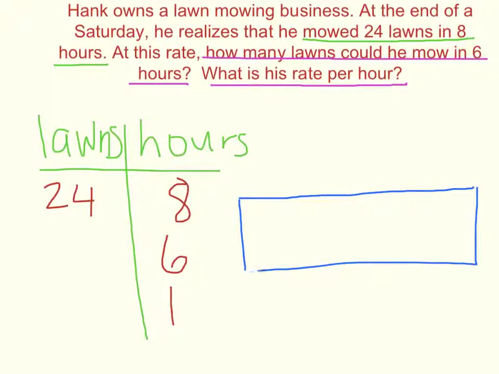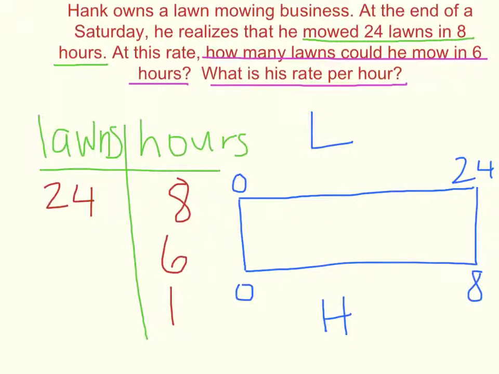Starting over here, whether you use a double number line or a tape diagram, they always start at 0, and then the other end over here is simply my ratio that they gave me, which is 24 lawns for every 8 hours. So I'm going to do lawns up here. I'm going to do an L for lawn and an H for hours. 24 and 8. Now I need to get the hours to 1.